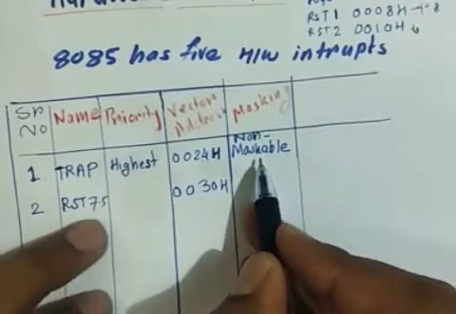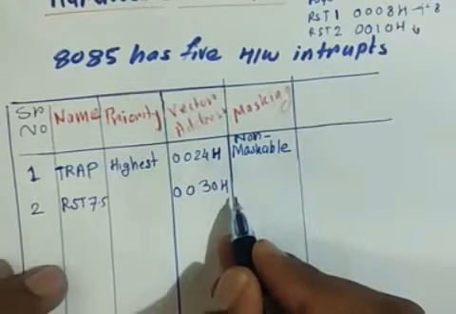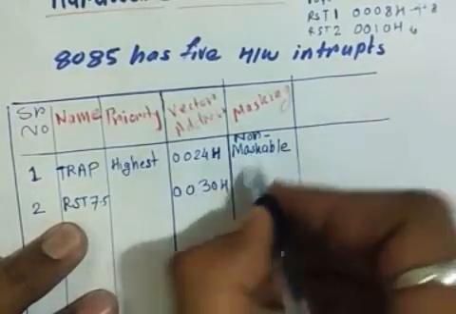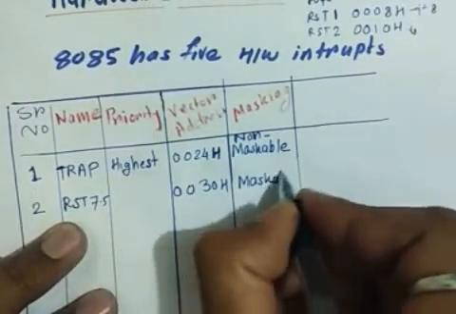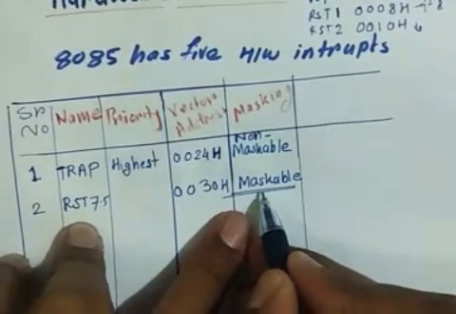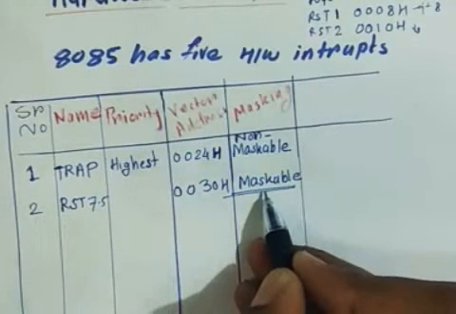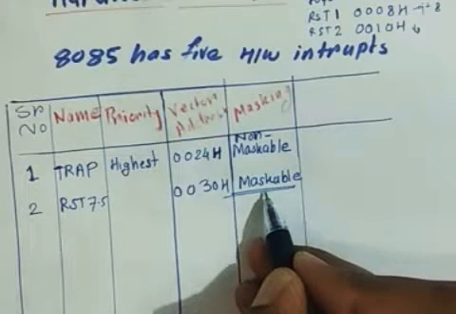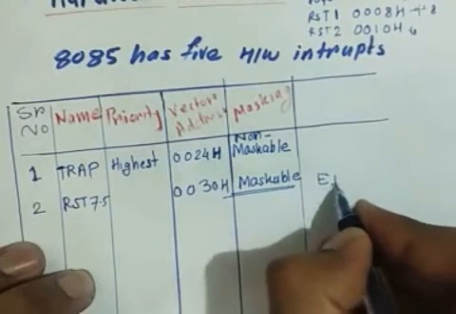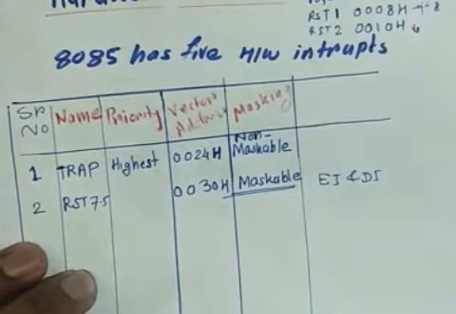RST 7.5 has the vector address 003CH. This instruction RST 7.5 is maskable. Maskable means the instruction can be delayed or disabled using EI and DI, enable and disable interrupt.